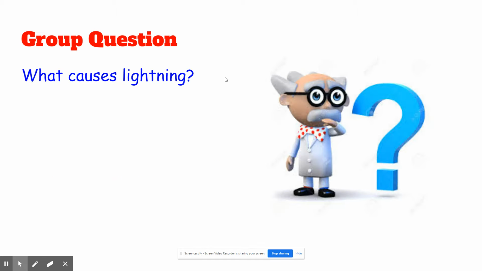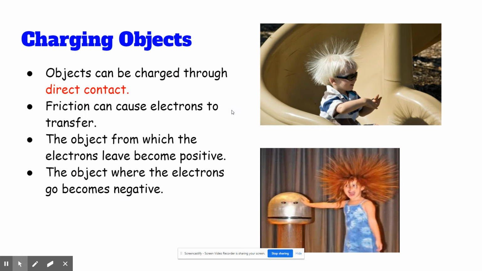So what causes lightning? Charging objects. Objects can be charged through direct contact. Friction can cause electrons to transfer. The object from which the electrons leave becomes positive. The object where the electrons go becomes negative. This kid sliding down the slide is picking up tons of electrons. Electrons all build up, and it causes his hair to stand up because they're reaching out to the positive atoms in the air. The slide becomes more positive, and the kid becomes more negative because electrons go to him. Electrons are negative.